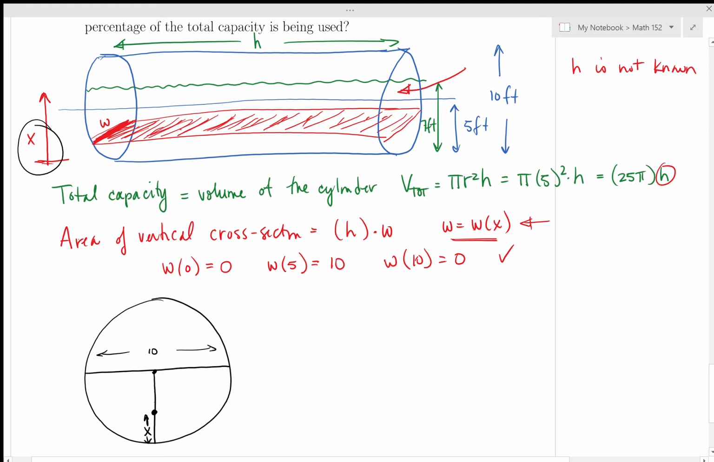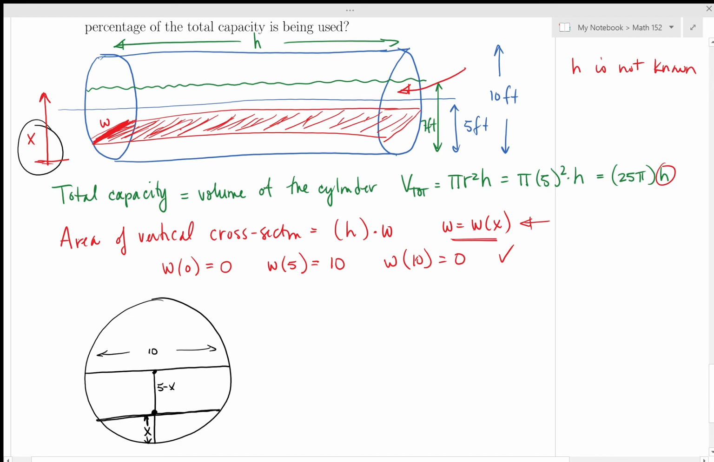So that means I actually know this one as well. It's 5 minus x because the radius is 5. So 5 minus x plus x is 5. Okay, I draw a line here. That is actually what I want. That is my W, that line I just drew right here.